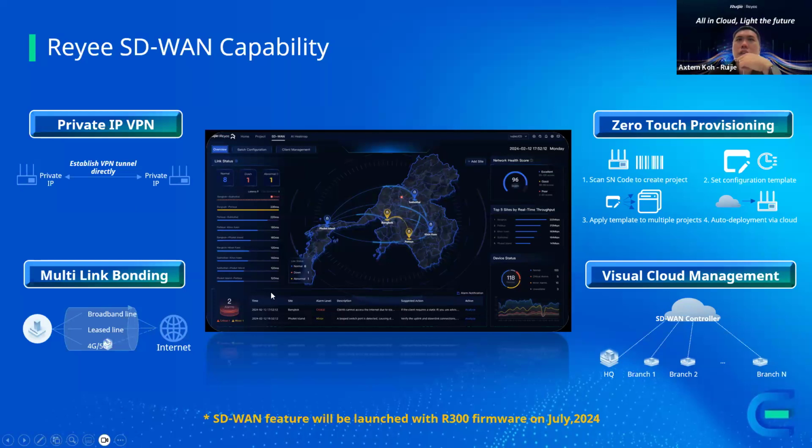For this SD-WAN, on our Ruijie Cloud, we also support visual cloud management. Let's say your HQ and branches: the entire overview will help you see the output, what the status is right now between the HQ and the branches. This is our SD-WAN solution. Please bear in mind, just update the firmware from July onward to support SD-WAN for our 1510 model.